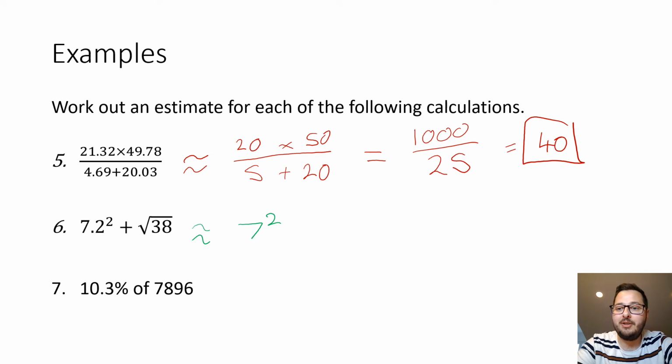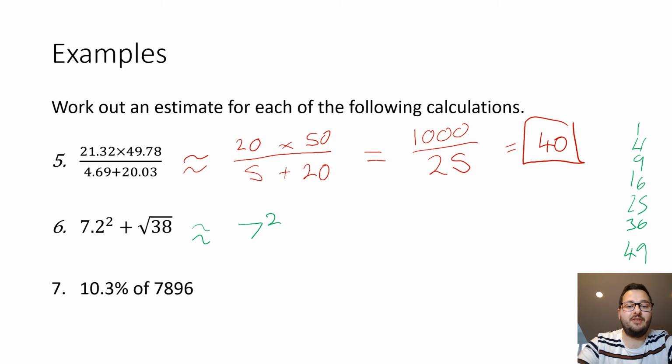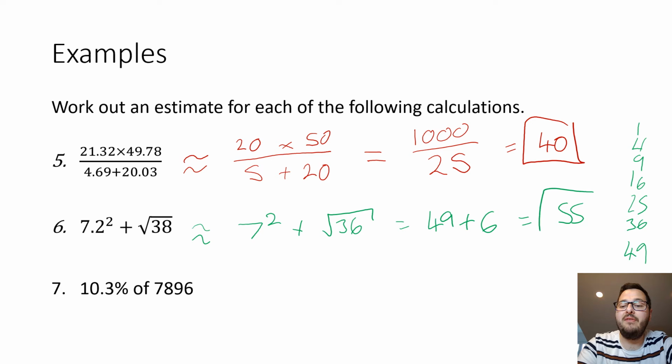So if I just list my square numbers, I've got 1, 4, 9, 16, 25, 36, 49, and so on. Now 38 is closest to 36. So my way of estimating this is going to be to make that root 36. So I'm almost rounding it to the nearest square number, if that makes sense. Okay, and then 7 squared is 49, and root 36 is 6, and 49 plus 6 is 55.